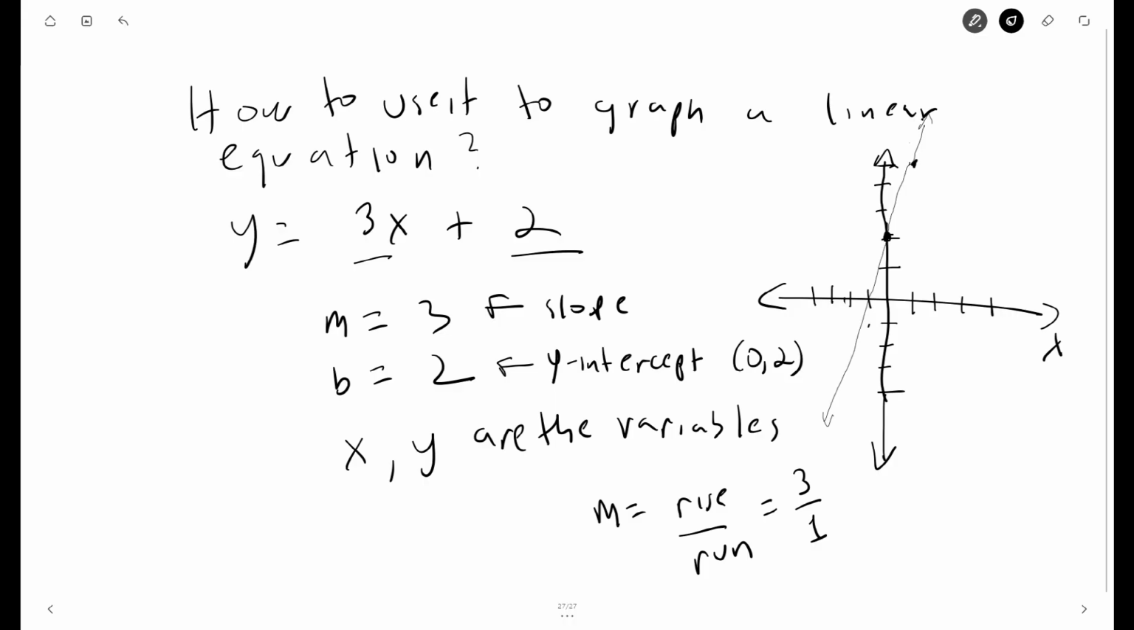Okay, so remember, it's going to be 3 units up and 1 unit to the right. So this point would be what? The x would be 1, and then it would be 1, 2, 3, 4, 5. So it would be 1, 5, and this would be 0, 2.